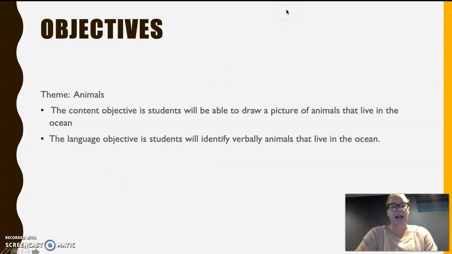So the theme that I was working on before all this craziness happened was animals. Specifically, this one is on animal habitats. The content objective is students will be able to draw a picture of animals that live in the ocean. So we're focusing on ocean. And the language objective is students will identify verbally animals that live in the ocean.